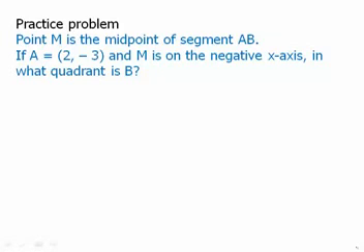Okay, this is a problem that actually could appear on the test because it's a little less straightforward and requires a little bit of visualization. Point M is the midpoint of segment AB. If A equals (2, -3), and M is on the negative x-axis, in what quadrant is B?